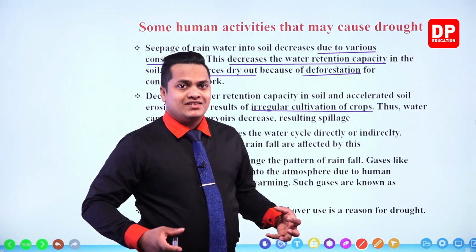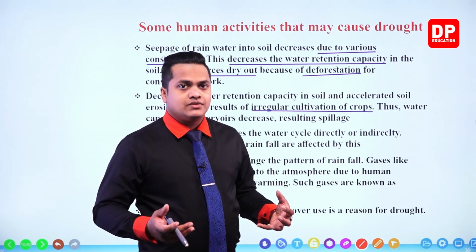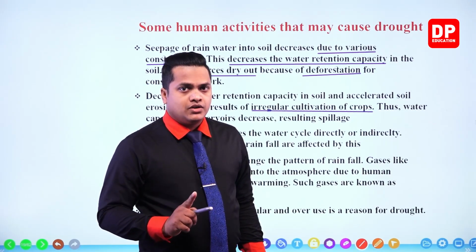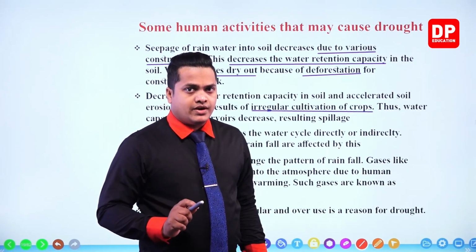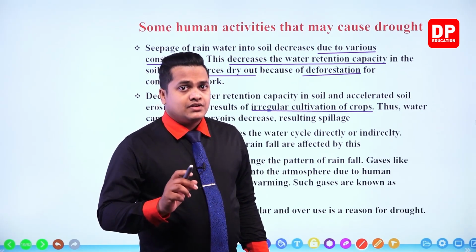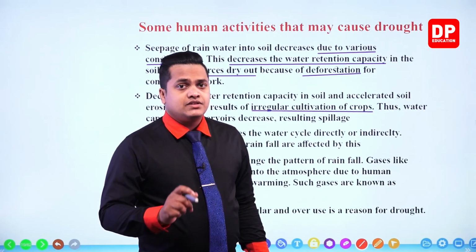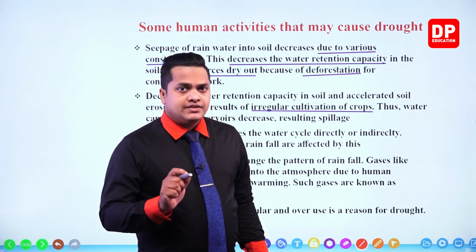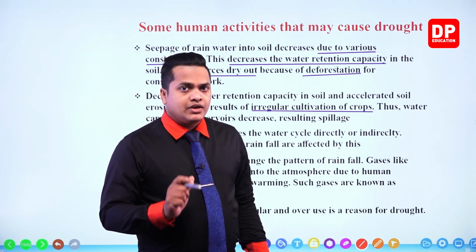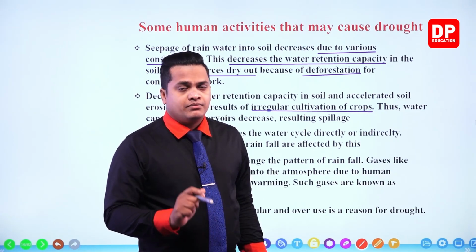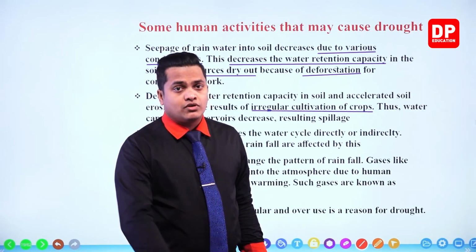So cultivation is a good thing, agriculture is a good thing, but it should be regular and well controlled. If the agriculture is irregular, then my dear children, that will create a drought because of a reduction in the surface water level.